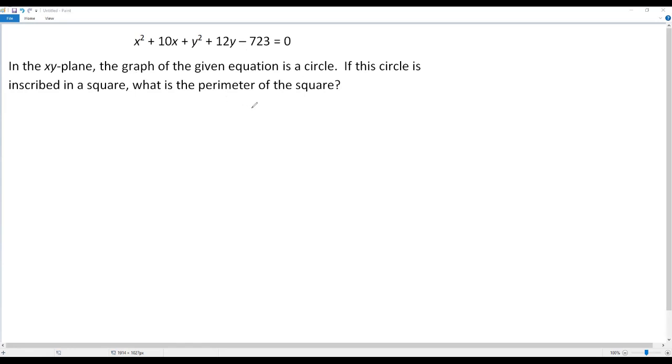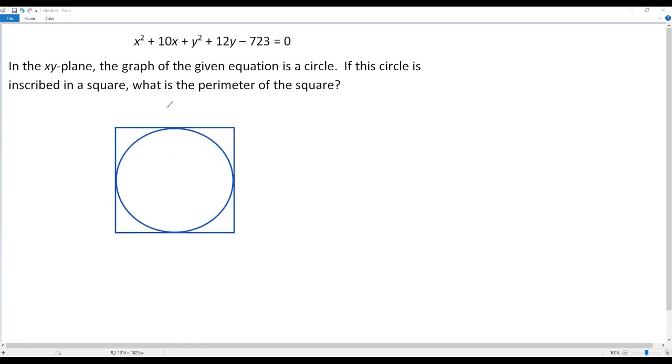Okay, first let me draw a square where a circle is inscribed. Here I've drawn a square where a circle is inscribed. Now let me draw the diameter of the circle. Here I've drawn the diameter. The length of the diameter of the circle gives the length of the side of the square. Once we get the diameter, that can be considered as the length of one of the sides of the square, and it can be multiplied by 4 to get the perimeter of the square.